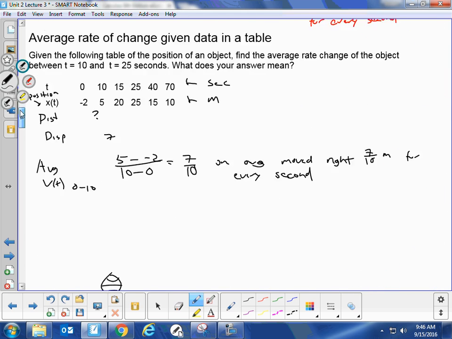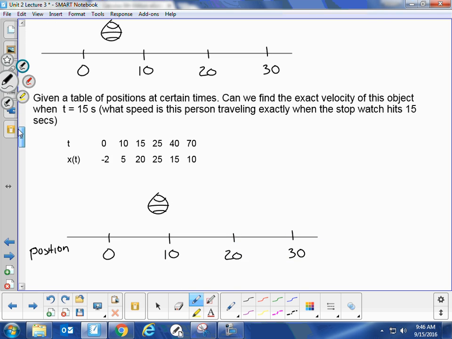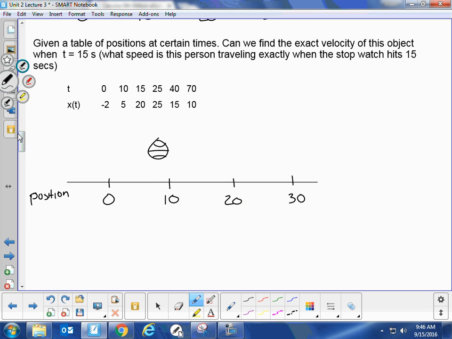Or, going back to this example, can I find exactly how fast I'm moving and which direction I'm moving in at a specific second? Let's look at the 15th second. Okay, so I want to figure out what's going on right here at the 15th second. Let me just highlight it.